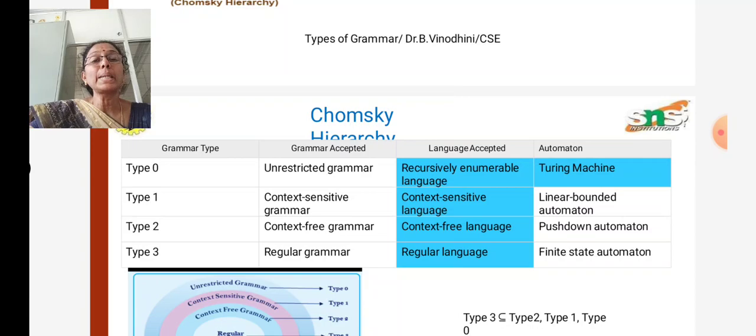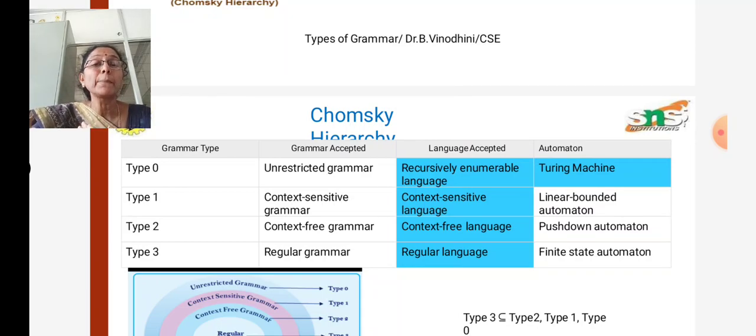Next is type 1, the second type of grammar. It is a context sensitive grammar. The language accepted by the context sensitive grammar is a context sensitive language, and the automaton implemented using the type 1 grammar is a linear bounded automaton. The second one is type 2 grammar, which is a context free grammar. The language accepted is a context free language, and the automaton is a pushdown automaton.